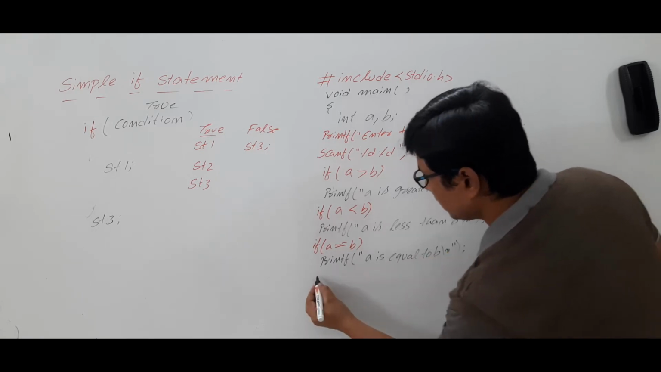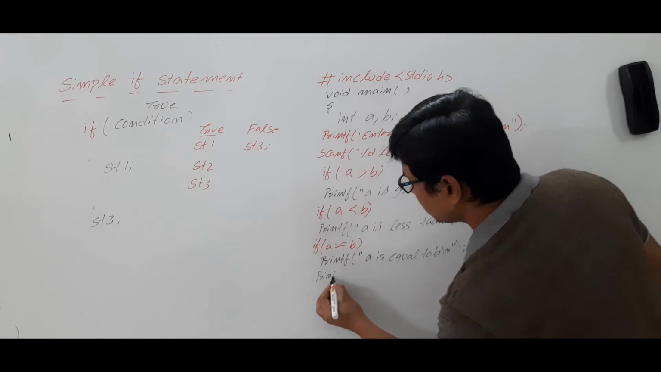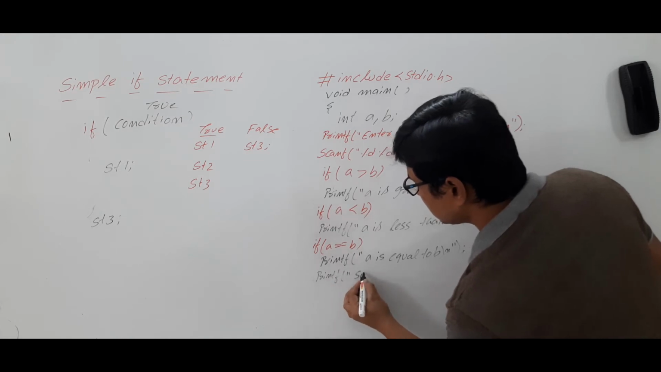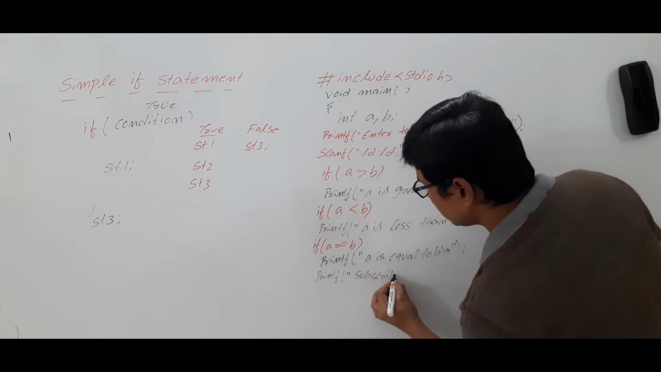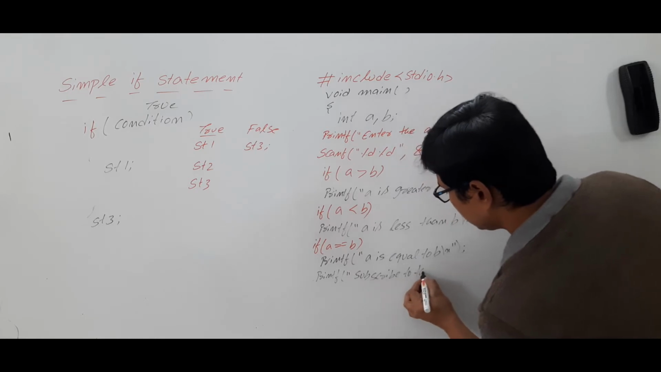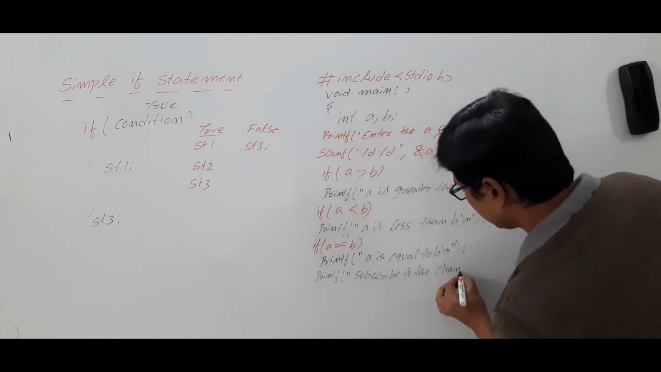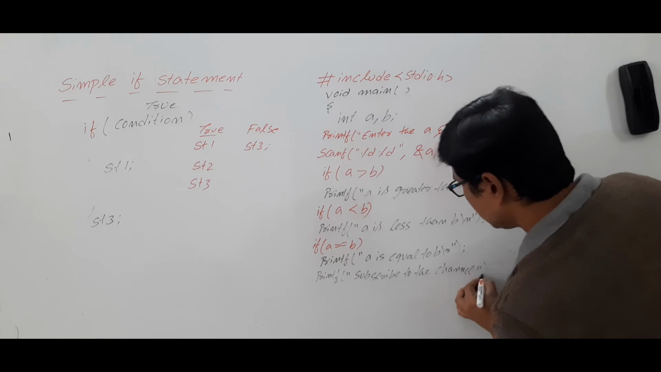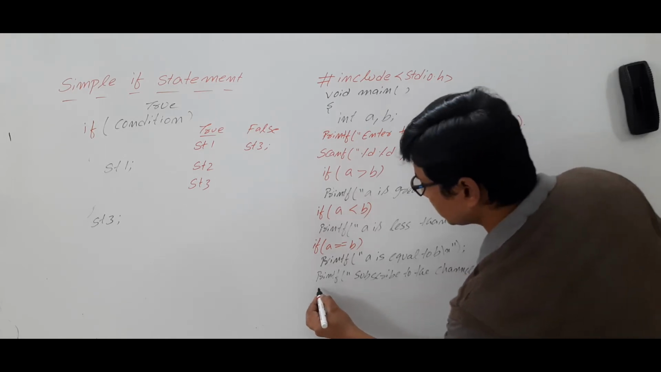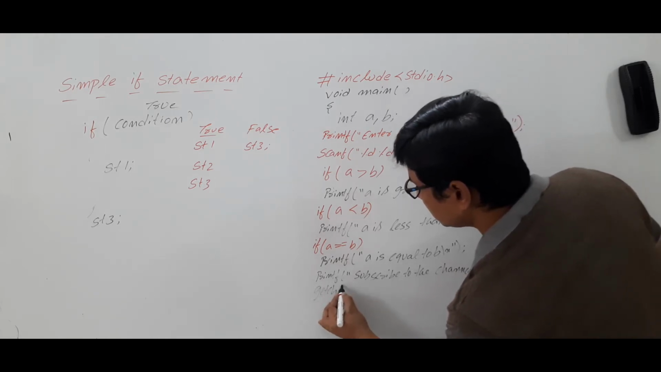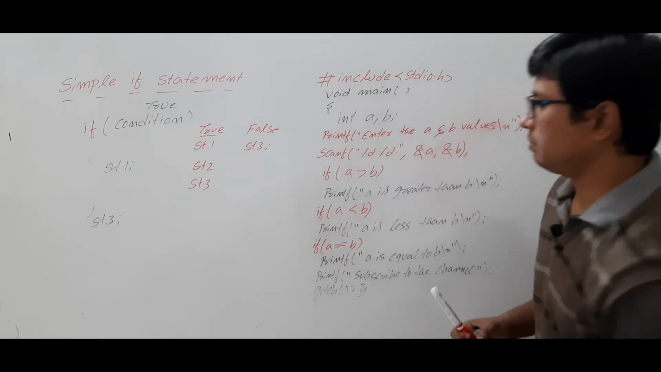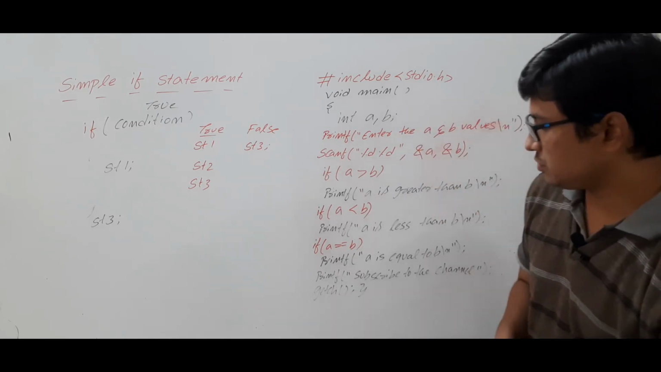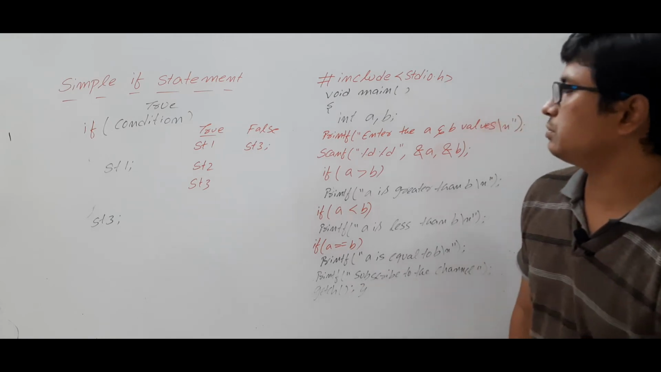Then let's say I am writing a statement called printf "subscribe to the channel". If I am writing this statement, and then I am writing a statement called getch, and I am closing the program. Is it clear? So I hope the getch and the closed braces are visible for you.